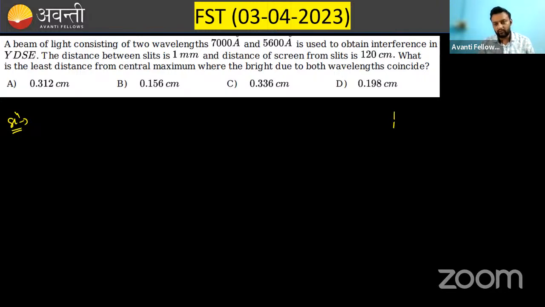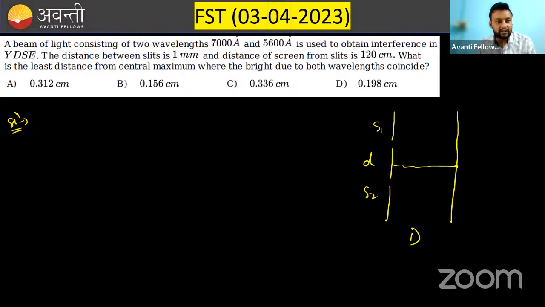First of all, they are talking about YDSE. I will draw a simple diagram of YDSE. This is S1, S2, and this is your central maxima. The distance between slits is 1 mm, denoted by small d, and the distance between screens is denoted by capital D. What is the least distance from central maxima where the bright fringes due to both the wavelengths coincide?